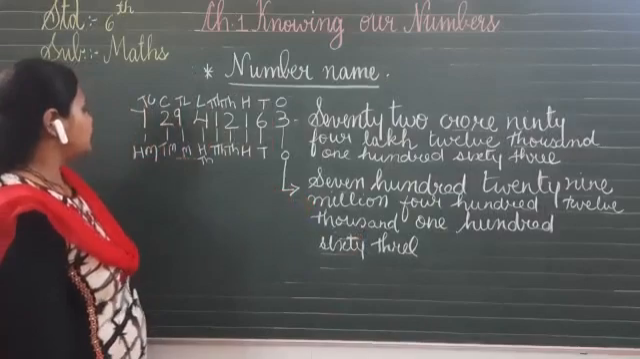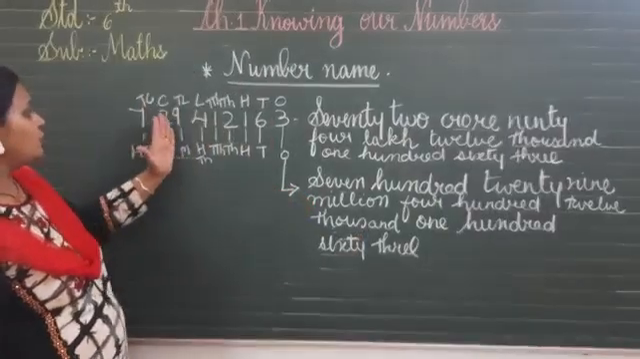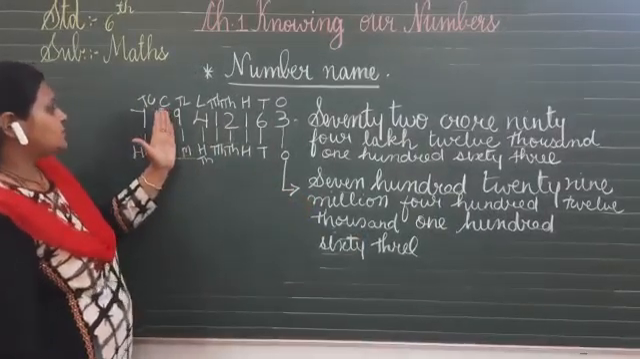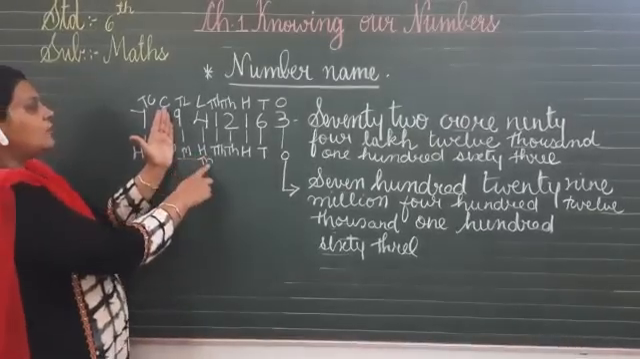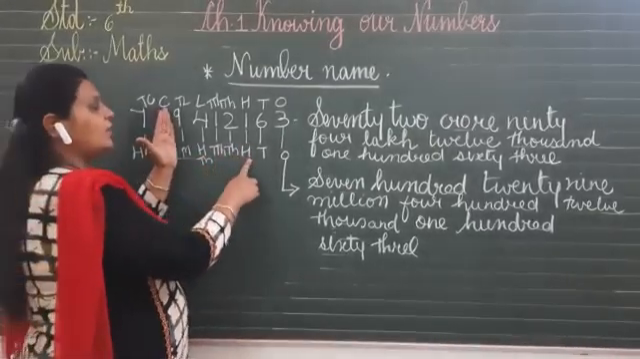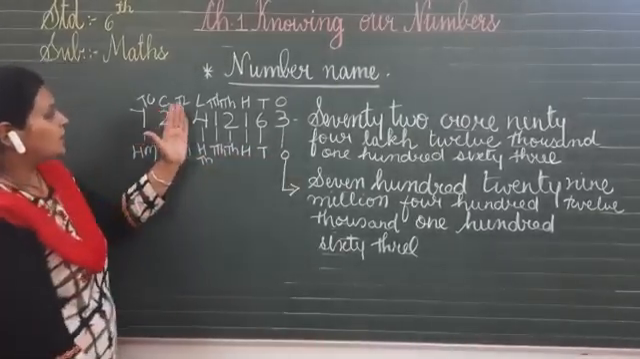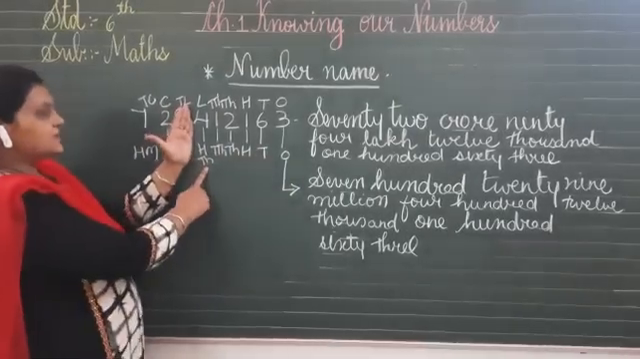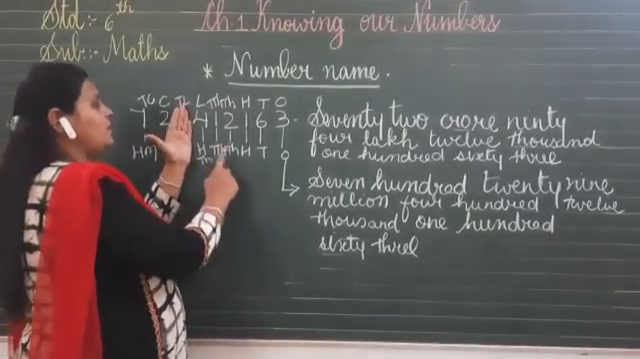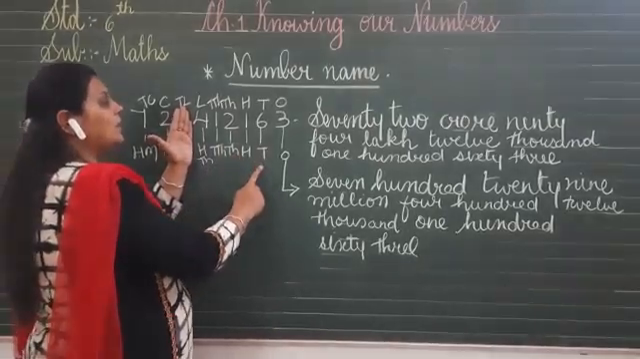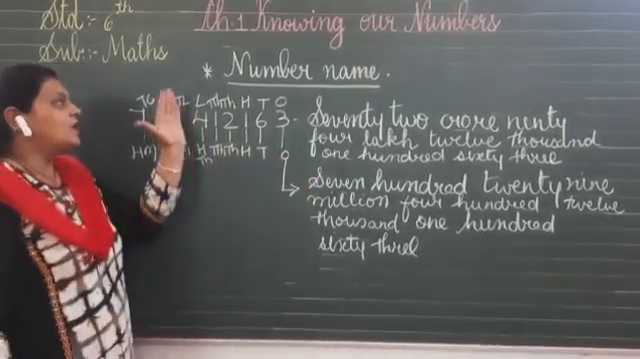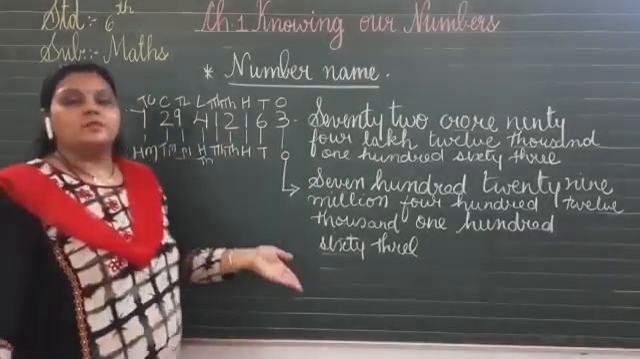If it is of fewer digits, then we have to write according to this. Suppose it is of 7 digits, then 9,412,163. Then if it is of 6 digits, then 412,163. This is how we will write the number name.